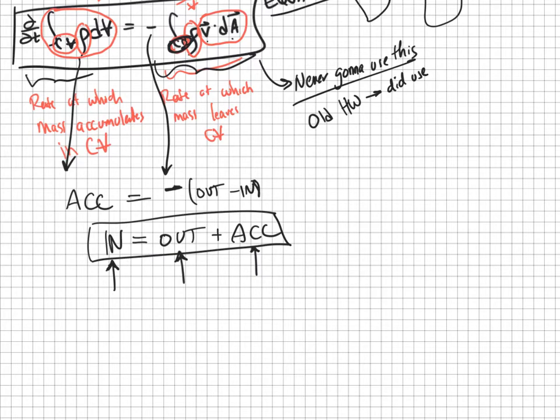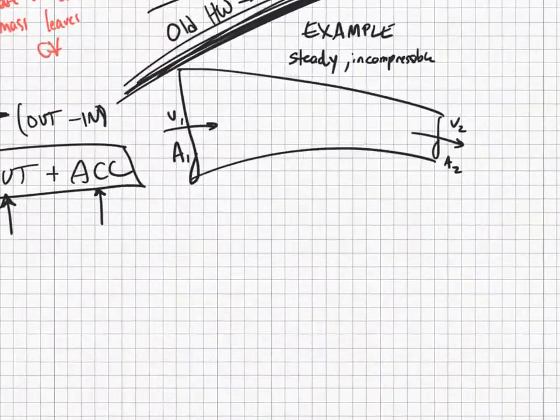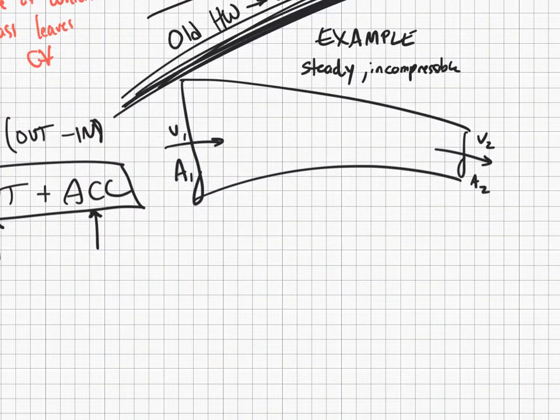Let me give you an example of how I would solve using this. If I had some kind of pipe here, steady, incompressible flow, flowing in the left side at V1, and flowing out of the pipe at the second location at V2. I want an expression relating these velocities to each other. So in equals out plus accumulation. This only works on a control volume, so we need to define a control volume. So I'm going to go ahead and define one. Here you go. Here's my control volume.